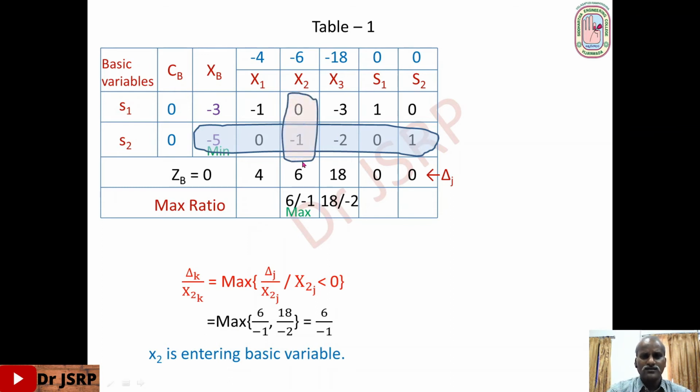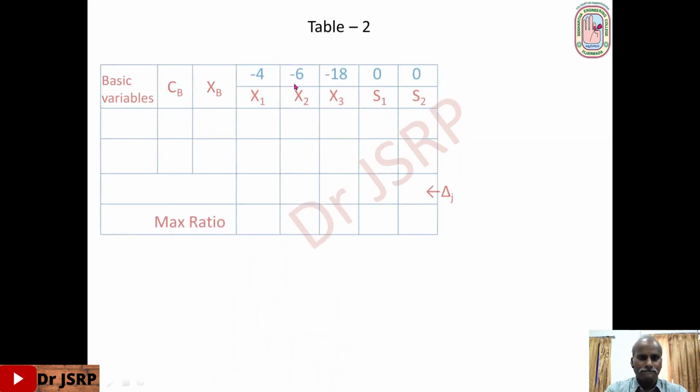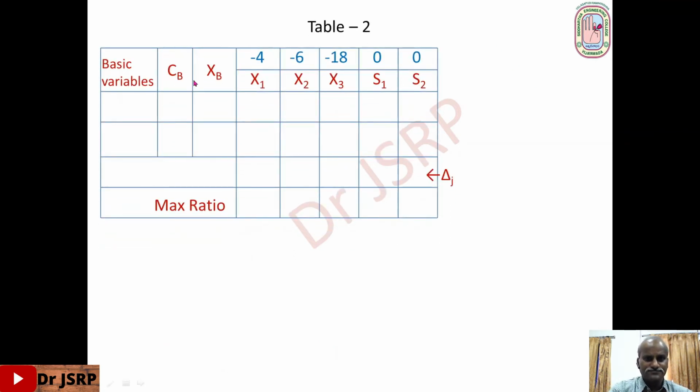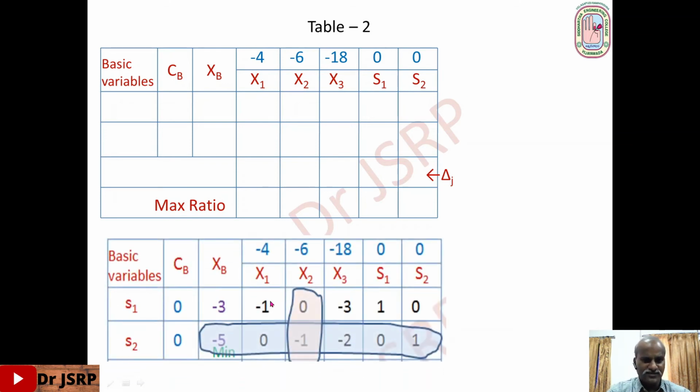Circle this column. So this is pivot column. And pivot element is intersection of this row and column, that is minus 1. So in the next solution, this S2 is replaced by X2. So take the structure as it is and take the previous table, table 1. First to fill the basic variables, S2 is replaced by X2. So in the second position X2, first position as it is S1. S1 cost 0, X2 cost minus 6.